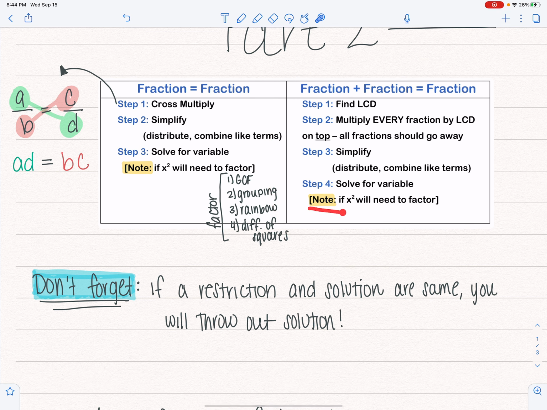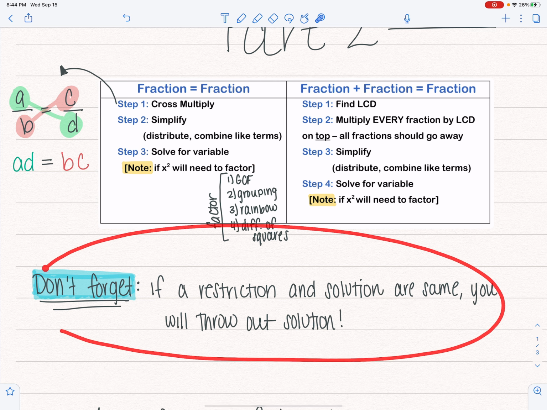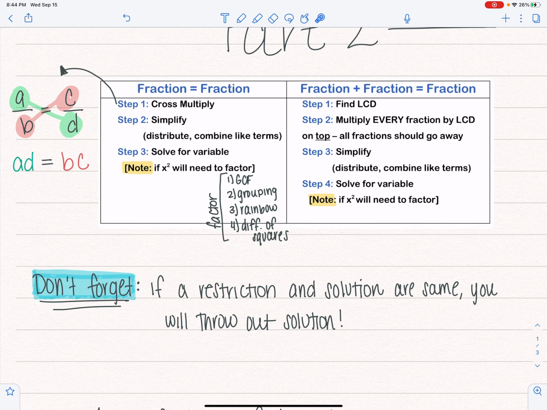When it says note that if you have an x squared, you will need to factor, here are all your factoring techniques, the same ones that we've been talking about all semester. Also, don't forget that if a restriction and a solution are the same, you will throw out the solution. So with all of these, you have to check the restrictions in addition to solving for x.